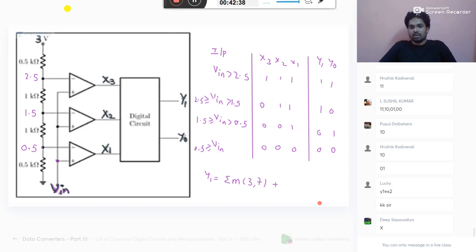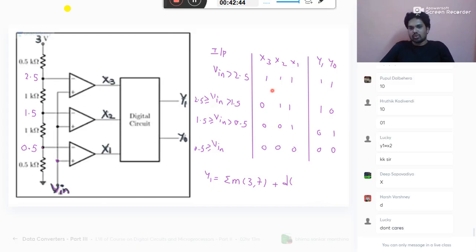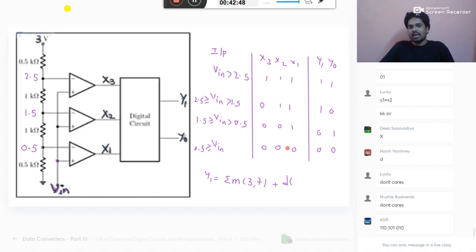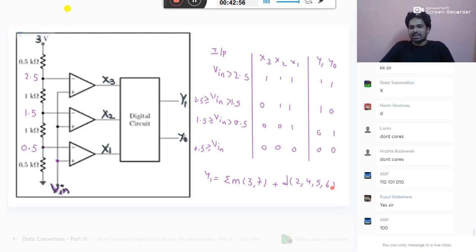Tell me, what are the don't cares here? Other than these 4, you have 8 combinations with 3 variables, but you got only 4 combinations. Remaining are called don't cares. 0 is there, 1 is there, 2 not there, 4 not there, 5 not there, 6 not there. Why are they not there?